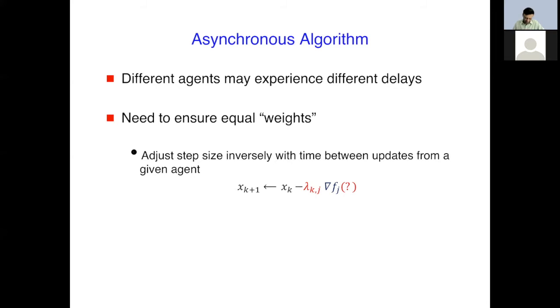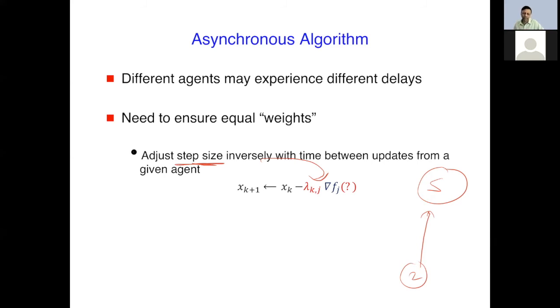But one idea is that I'm going to use a step size which varies. For example, imagine that I am the server, S, and here is agent 2. Maybe the last time I heard from agent 2 was when I performed the 5th update. And now I'm performing the 15th update and I have heard from agent 2 again. So there's a gap of 10 iterations in between.